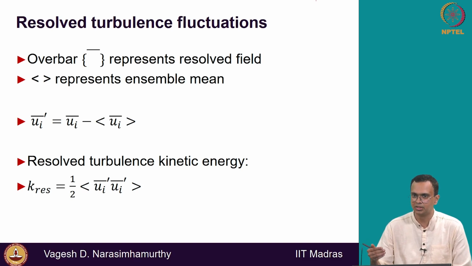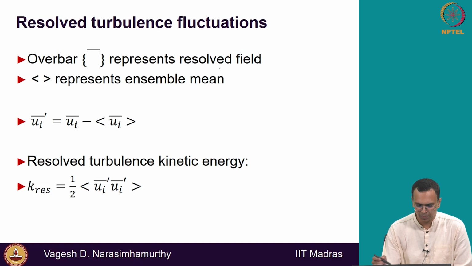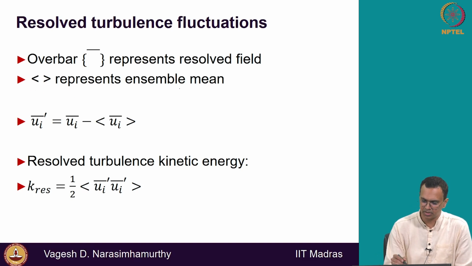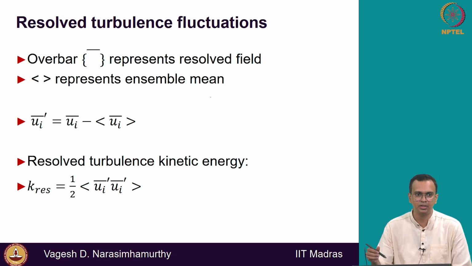Okay, you are going to essentially compute resolved velocities and resolved pressure field. So that means you have access to resolved turbulent fluctuations. How good it is depends on your resolution. Better the mesh, better data that you are going to capture in LES. So here overbar represents resolved field and angular brackets represents ensemble mean, because eventually, similar to DNS, you are going to compute a random field here, right?